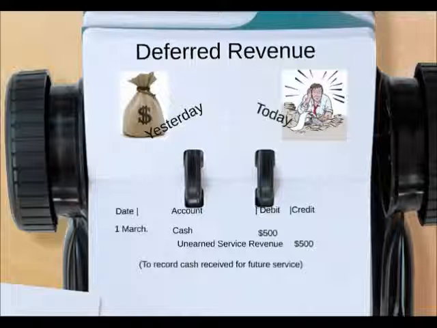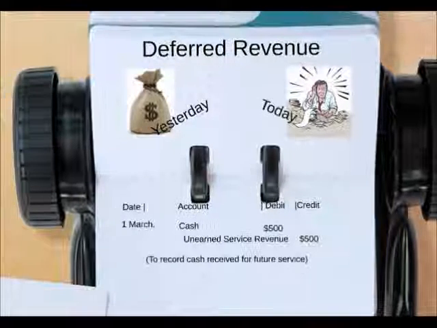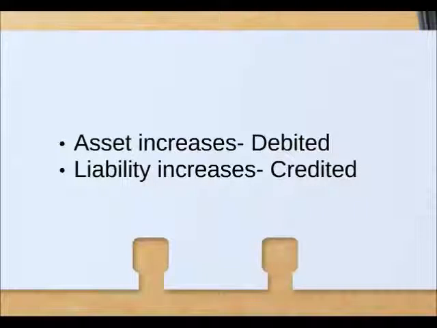The cash account increases by $500, and the unearned service revenue also increases by $500. Because cash is an asset and it increases, it is debited, and because unearned service revenue is a liability and it increases, it is credited.